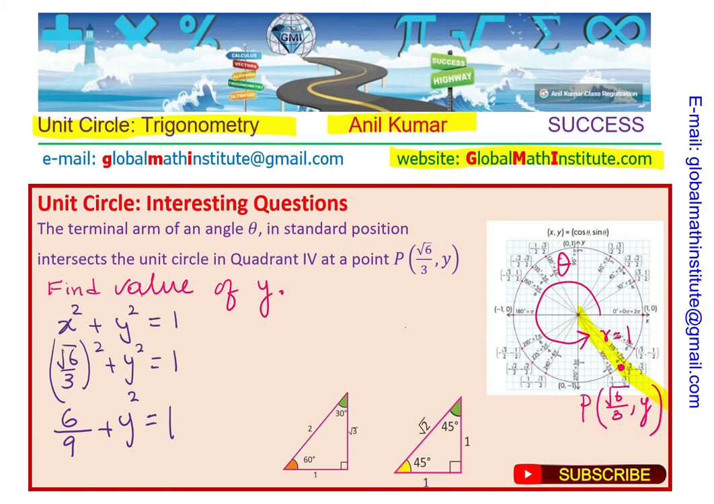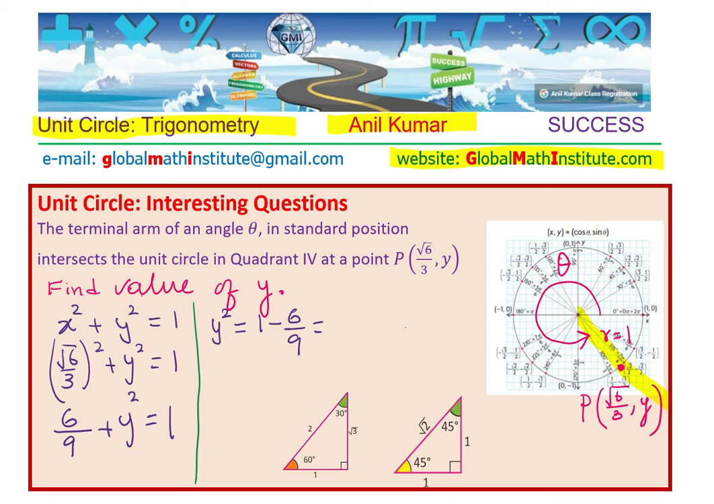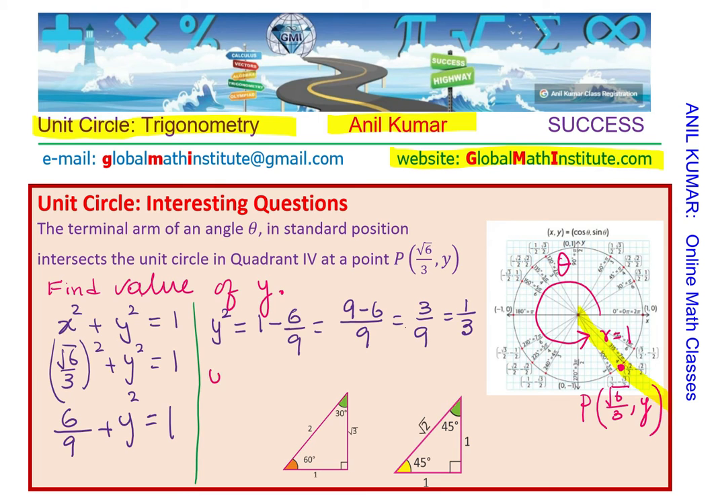So now the idea is to find the value of y. So we can now write this as y square is equal to, you can also simplify 6 over 9, we'll do it later, 1 minus 6 over 9, correct? Which is 9 minus 6 over 9, or can be written as 3 over 9 or 1 over 3, correct? So this is the value of y square. So what is the value of y? Y should be equal to plus or minus square root of 1 over 3.